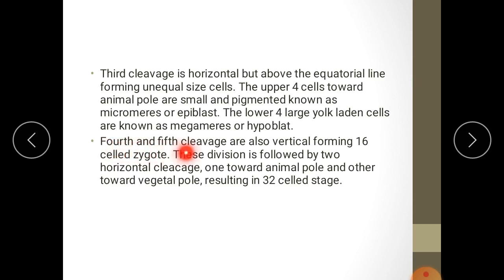Fourth and fifth cleavage are also vertical, forming 16-celled zygote. This division is followed by two horizontal cleavages, one toward animal pole and the other towards vegetal pole, resulting in 32 cell stage. Okay. So third cleavage onwards, the plane of cleavage is not regular in frog.